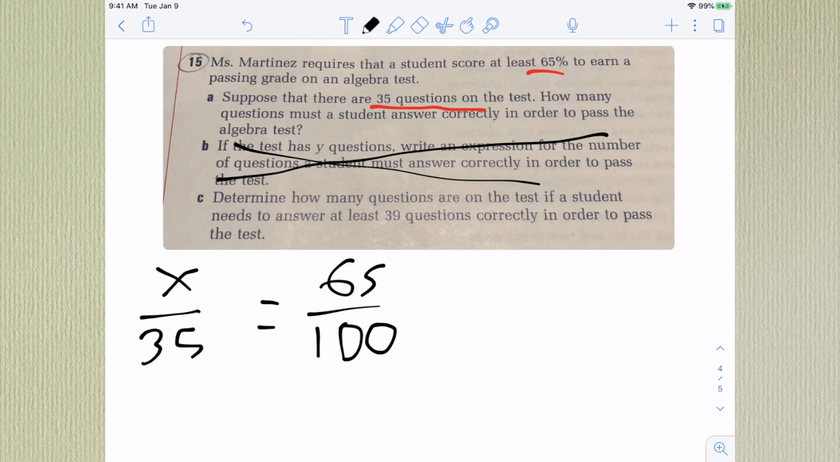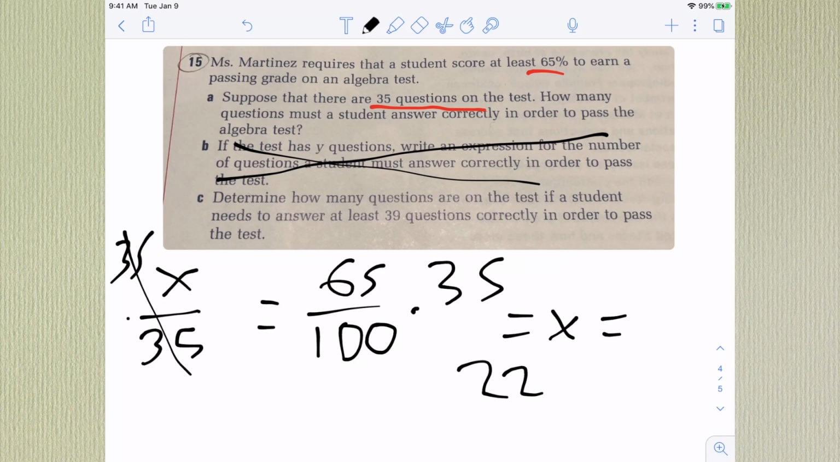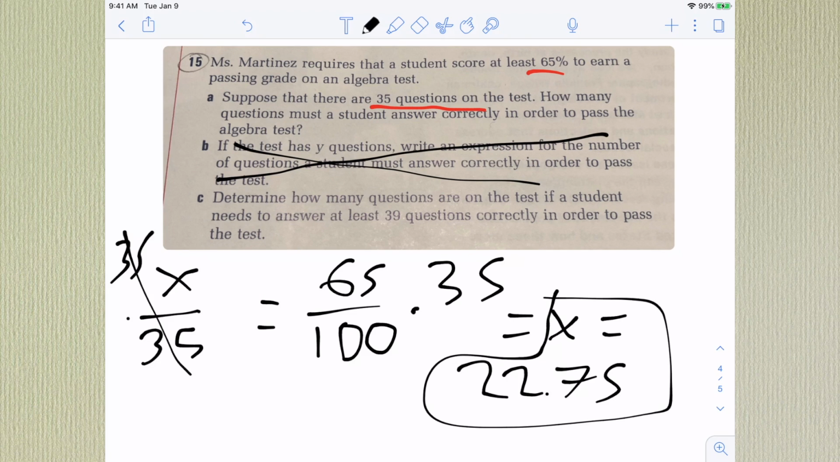From there, all we have to do is multiply by 35 on both sides. Imagine this was on top. In fact, maybe I'll try and squeeze it in there. This cancels out, and this is our x. This right here, which equals, if you get out your calculator here, 22.75. That's our final answer.